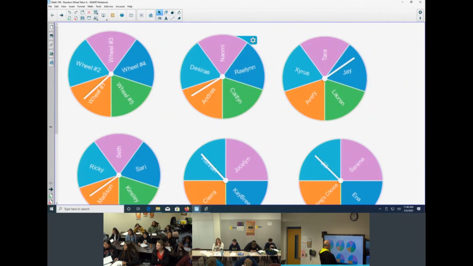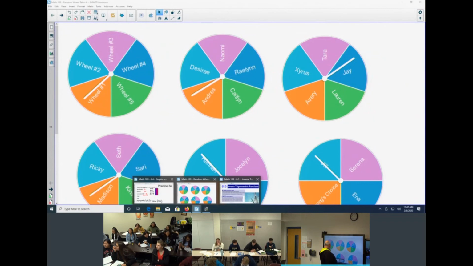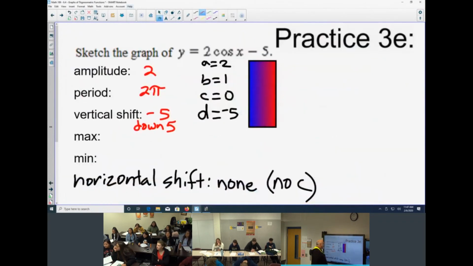All right. Desiree, what is the maximum? What's the highest point on this graph? -3. Excellent. And what's the minimum? -7. Very good. Okay? So any questions on any of those?